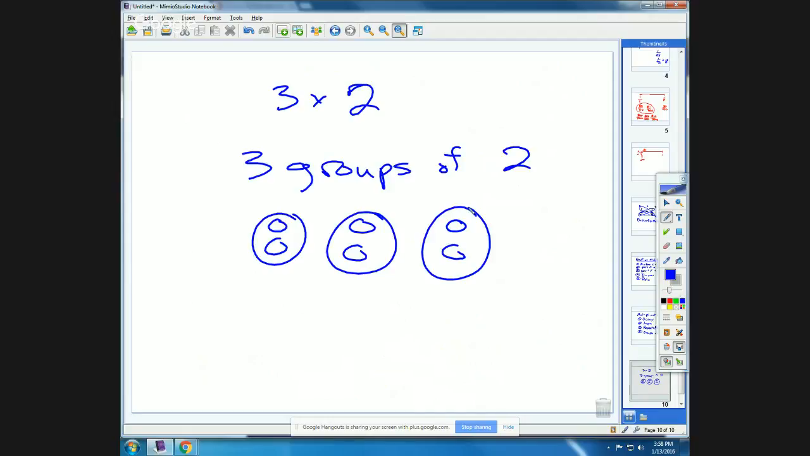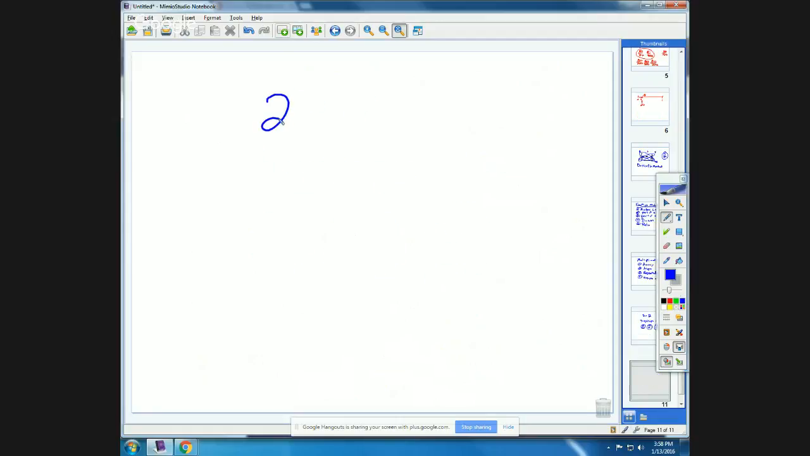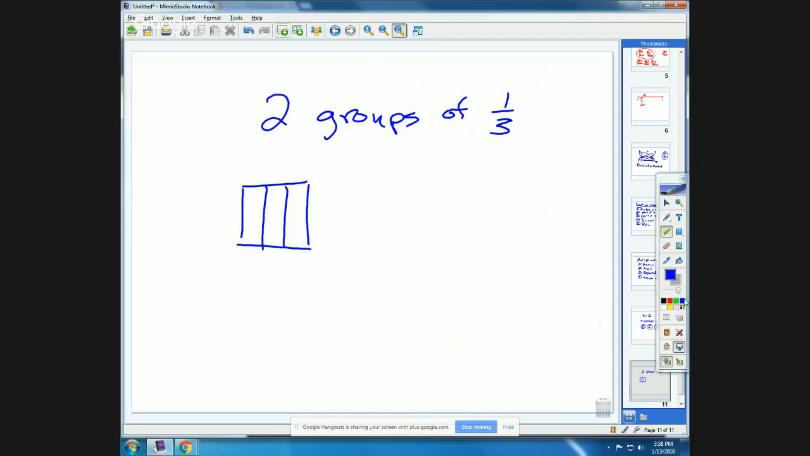So suppose I tried something like 2 groups of 1/3. Do you think we can illustrate that? Can we draw a third? Yeah, we could use a cake. So here's a cake. Here's some thirds. Here's one group of a third. Here's another cake. Here's some thirds. And here's another one. So right there is 2 groups of 1/3.